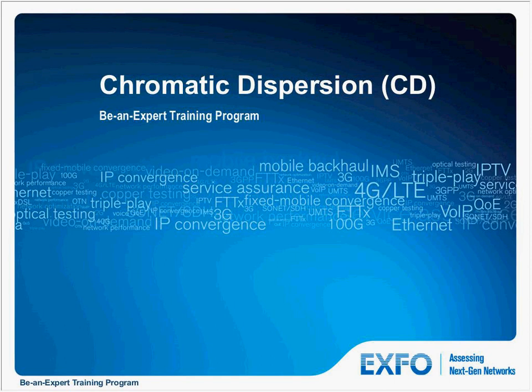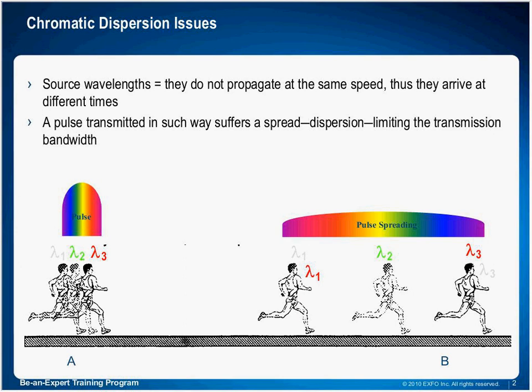If we get started here with our presentation on chromatic dispersion, chromatic dispersion is the spreading of an optical pulse as it travels through a fiber link. The spreading is due to the different wavelengths which are composed within that pulse, which will be traveling at different speeds.